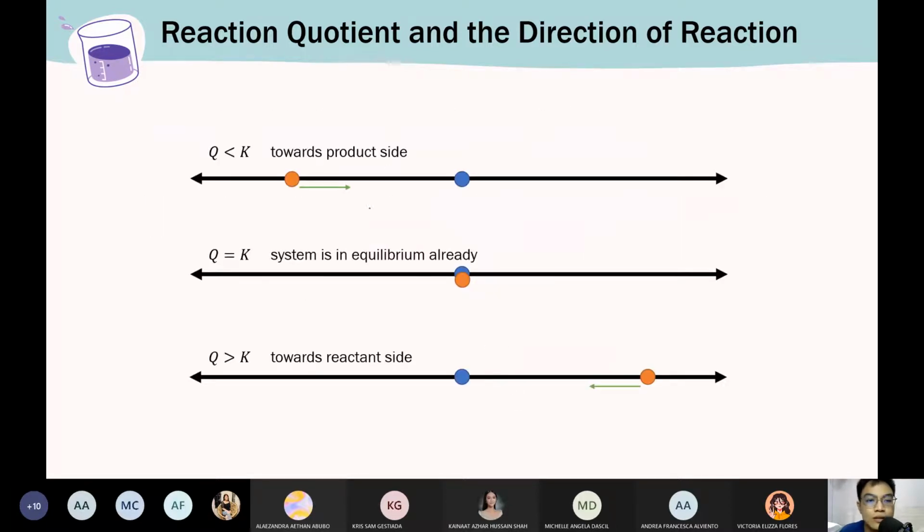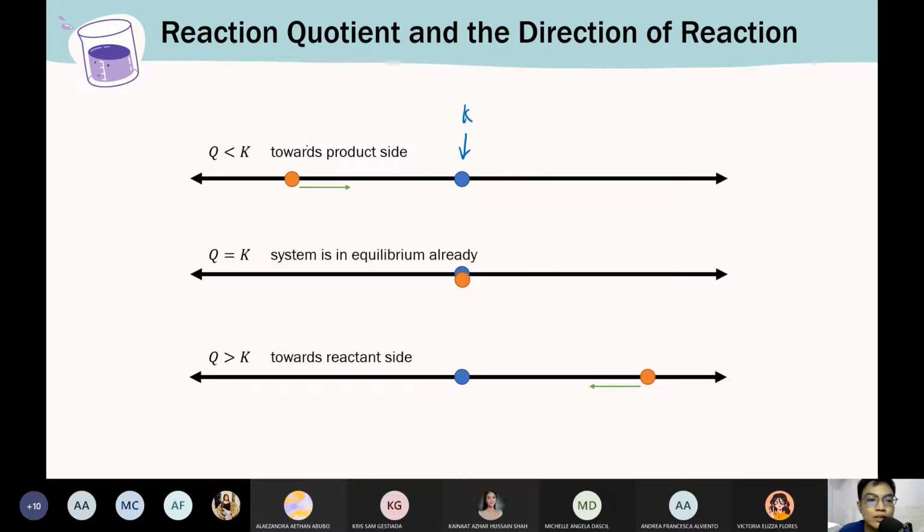So, this is a line, what do you call this? A number line. So it's like a number line wherein the blue circle is your K. And this is where we want to go. So this is what we want. However, the Q may have different positions relative to the K depending on the amount of the substances you introduce to your system. Sometimes there may be too much product, or there may be too much reactant. So those are the different things that can happen.